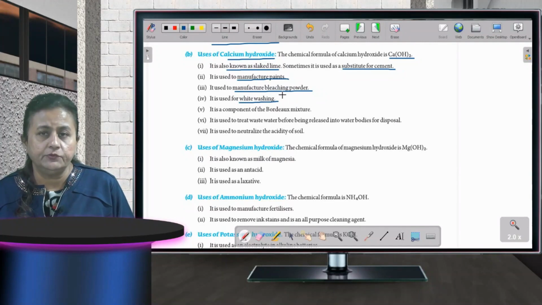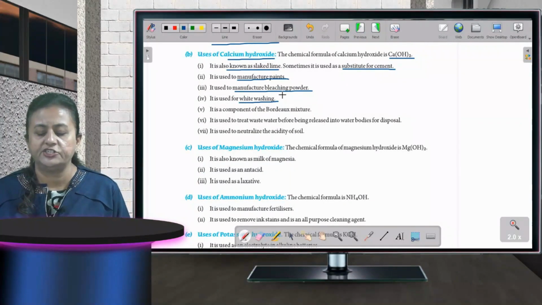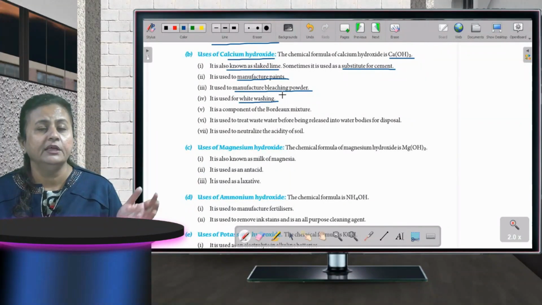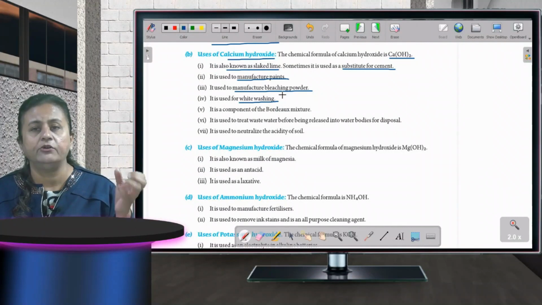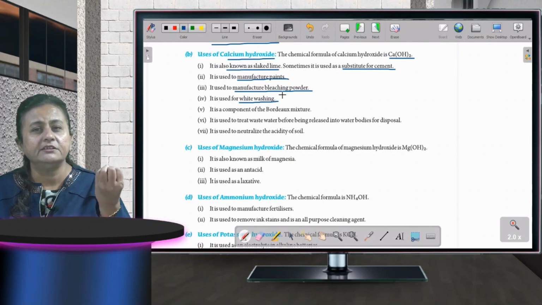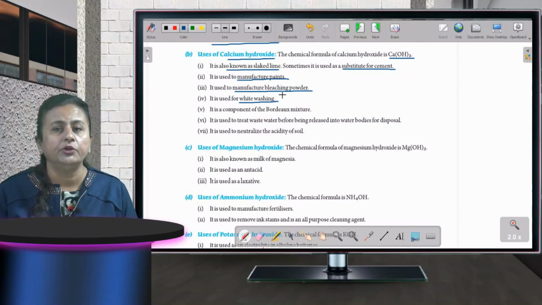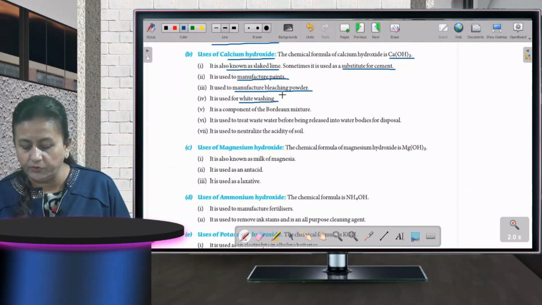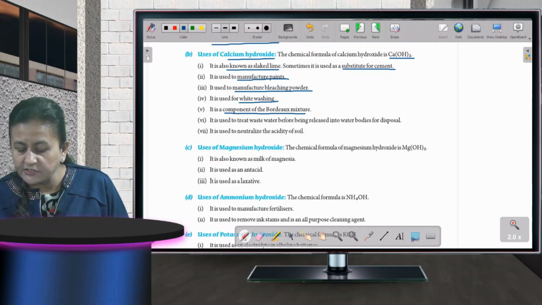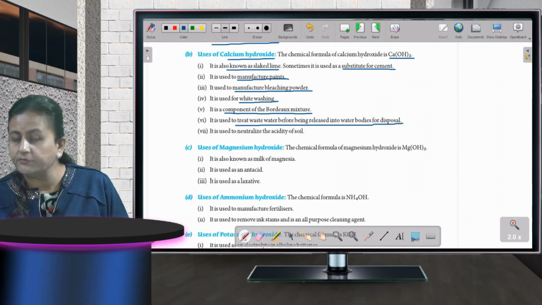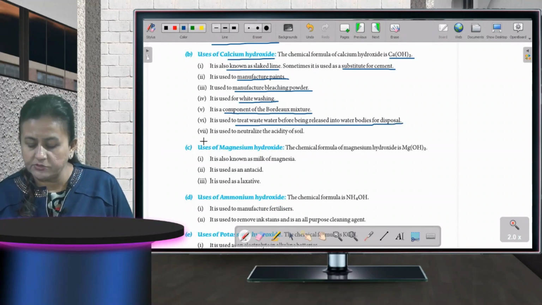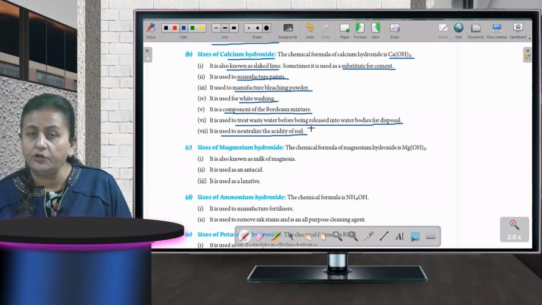Okay, in case you want to get your house whitewashed from outside, what do you use? You use calcium hydroxide, that is a white sort of powder. When you put that calcium hydroxide into water, it gives out a pungent smell, and it seems that the water is boiling, and after some time the water is cool and you can put it on your walls and all to whitewash it. Okay, it is a component of Bordeaux mixture. It is used to treat waste water before being released into water bodies for disposal. It is used to neutralize the acidity of soil.